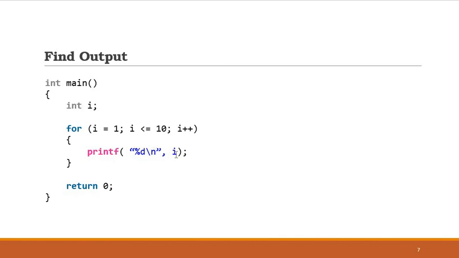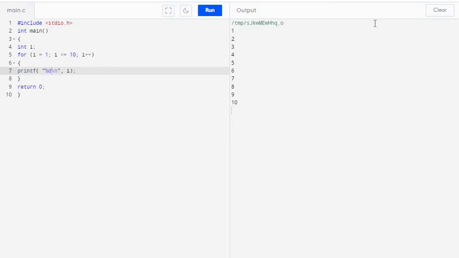Then in the next line, for the next iteration, it will print 2, and then 3, and like that it will go till 10. So let me run this program. Here we have this program, where we want to print all the natural numbers from 1 to 10. You can see 1 to 10, because here we are writing i in printf.